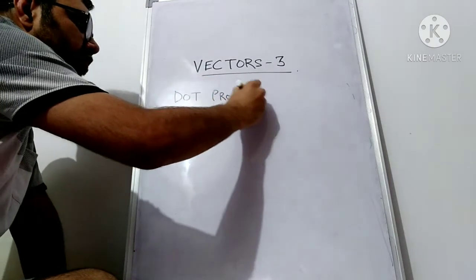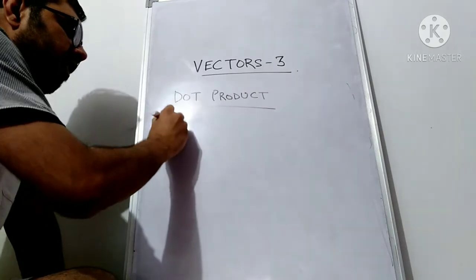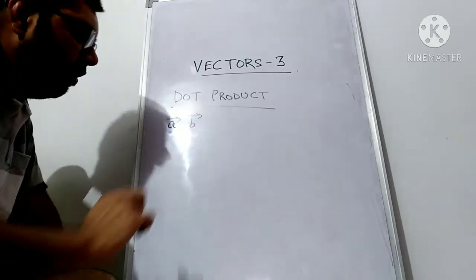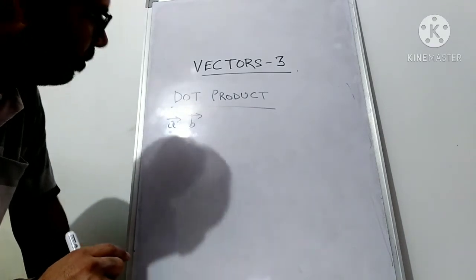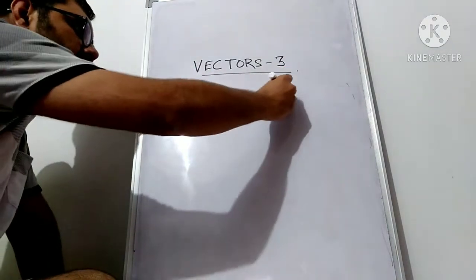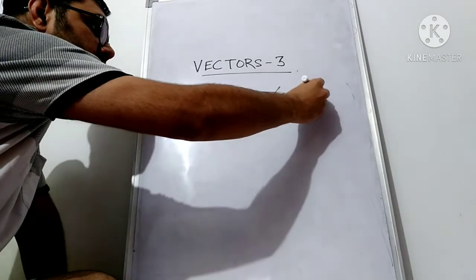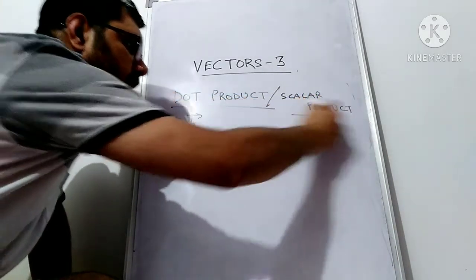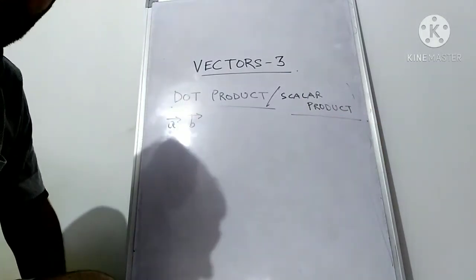Still I'm taking a short revision. Whenever we are taking a dot product, we take two vectors and put a dot between them. It is also called the scalar product because the result of this product is a scalar quantity.